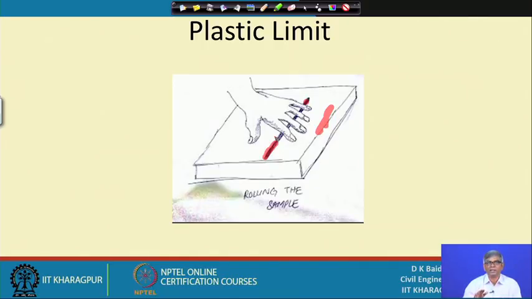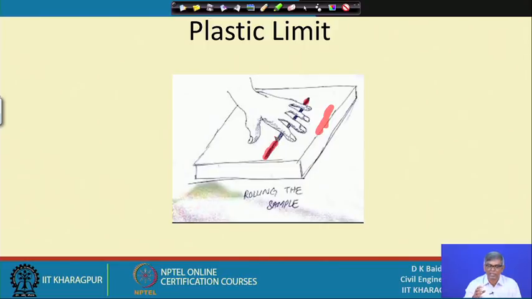When we find that we are able to make approximately a 3 millimeter diameter thread and it is about to crack, that means it has reached its plastic limit. When we make a 3 millimeter thread like this and some cracks are formed, that means it is in the plastic state. A lot of experience is required; it is not so easy to do, though it is a very simple test. You roll it below your palm on the glass plate, trying to make a 3 millimeter thread. When it becomes exactly 3 millimeter and starts cracking, that water content is the plastic limit.